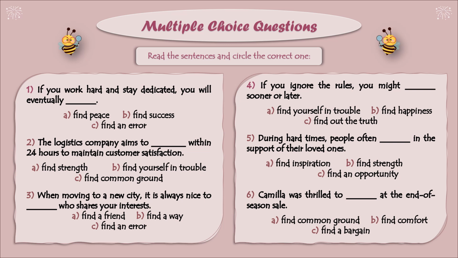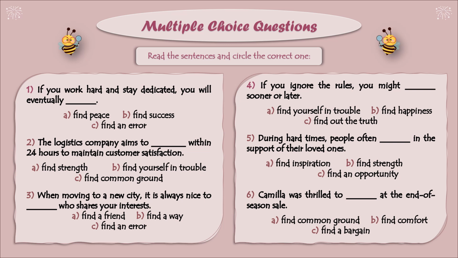3. When moving to a new city, it is always nice to blank who shares your interests. A. Find a friend. B. Find a way. C. Find an error. 4. If you ignore the rules, you might blank sooner or later. A. Find yourself in trouble. B. Find happiness. C. Find out the truth.